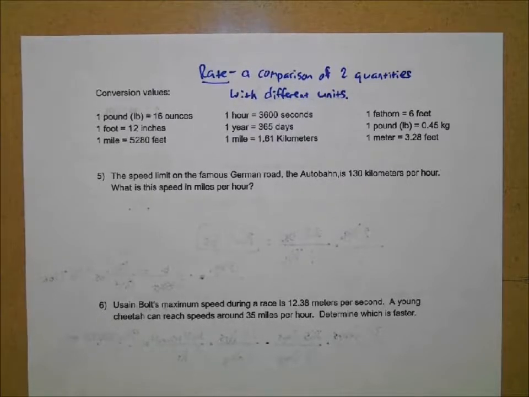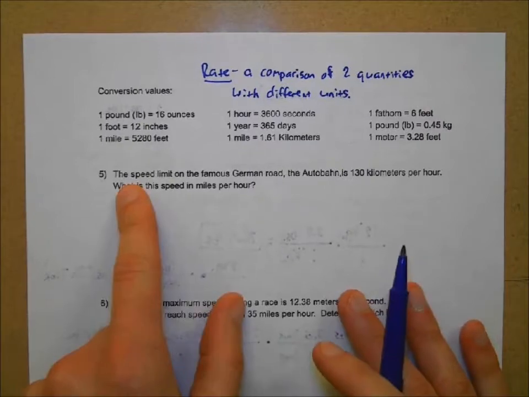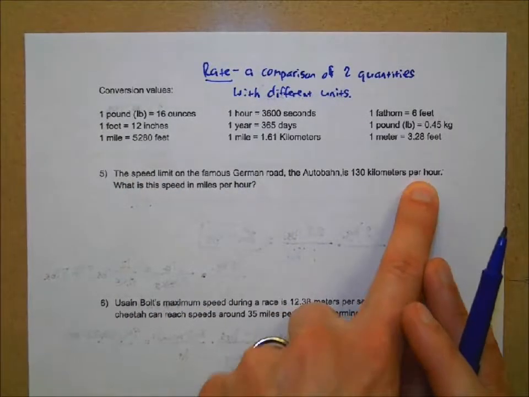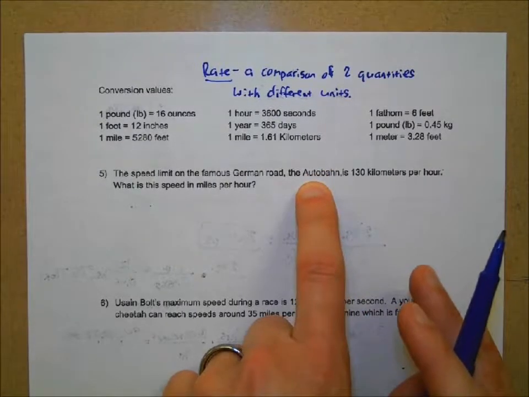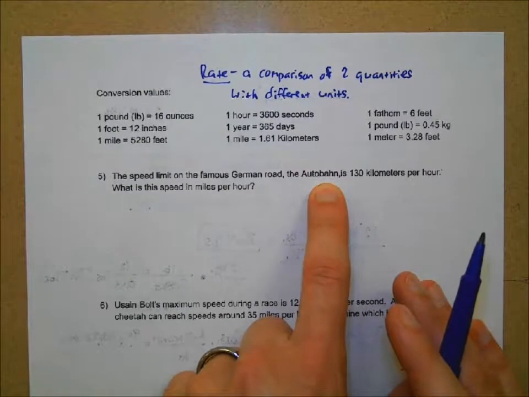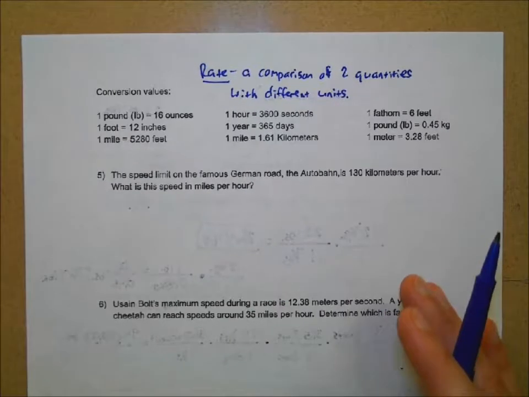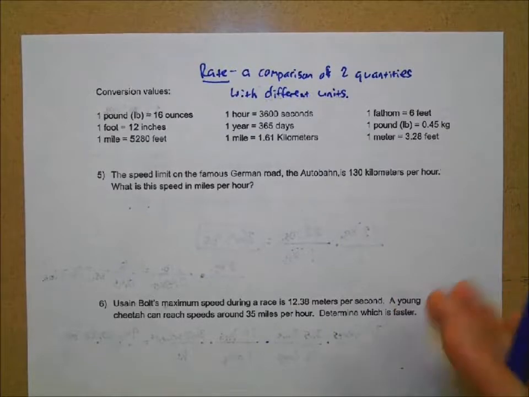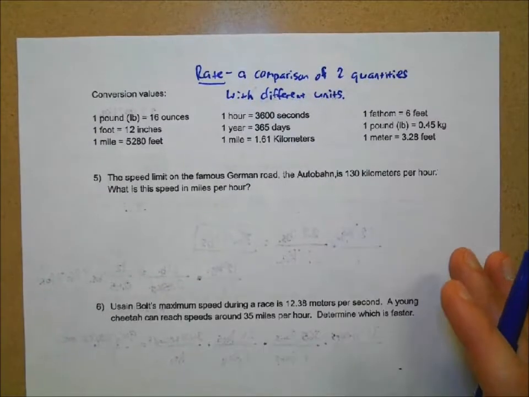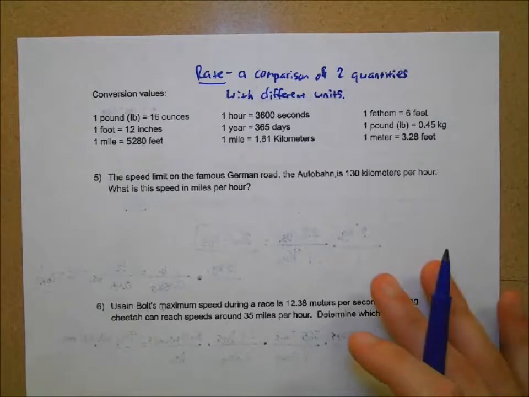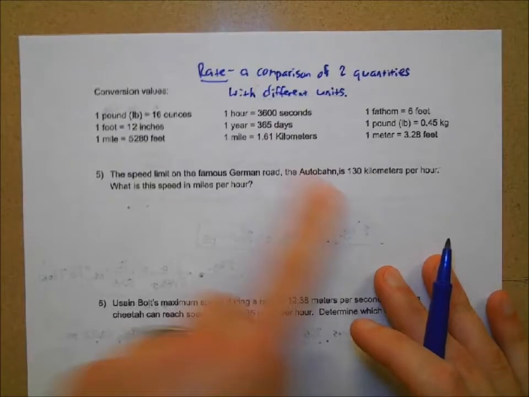For example, in number 5 here, the speed limit on the famous German road, the Autobahn, is 130 kilometers per hour, which I think that's not true. I'm pretty sure on the Autobahn you can go as fast as you want. Sometimes they will limit it if there's traffic and stuff like that too. They'll post signs. But anyway, it's in kilometers, which makes sense because they're German and not American, so they have the metric system there, okay? Or if you go to Canada, for example, you'll need to know that as well. They use kilometers per hour as well. Anywho, we're going to convert this speed then into miles per hour.